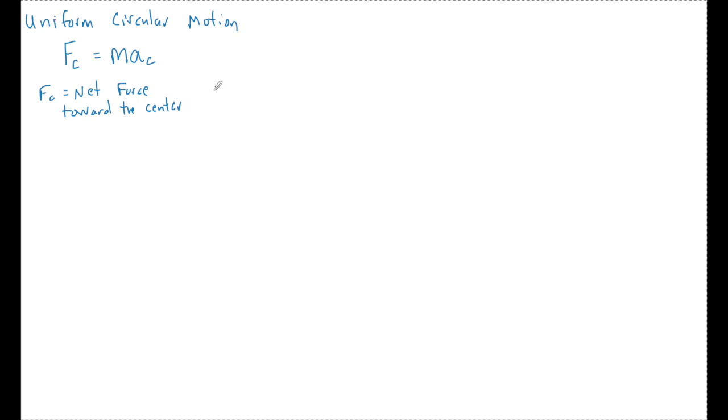Now, we also know that ac is going to be equal to v squared over r. So I can derive and rewrite this as Fc equals mv squared over the radius of that circle. This is often how you're going to see it written.